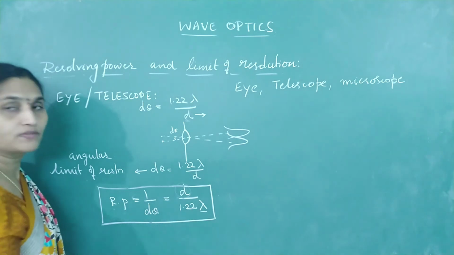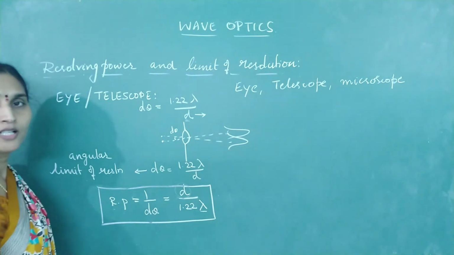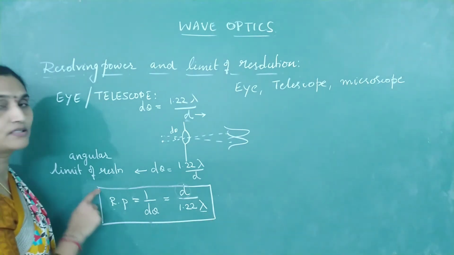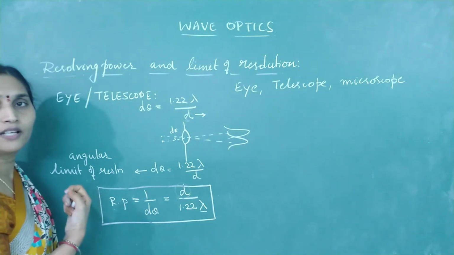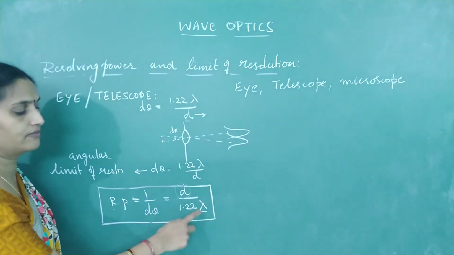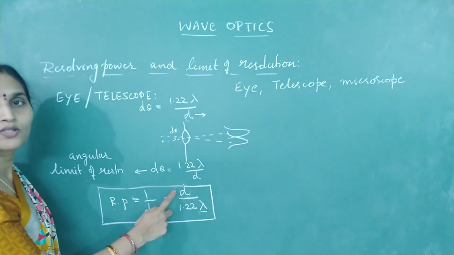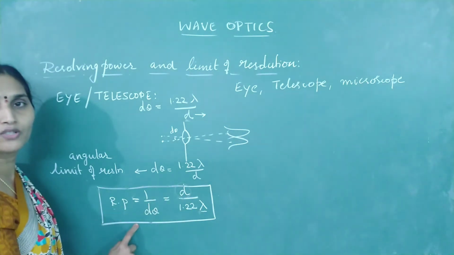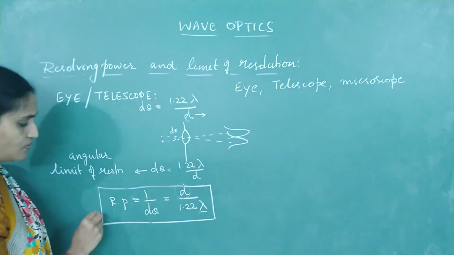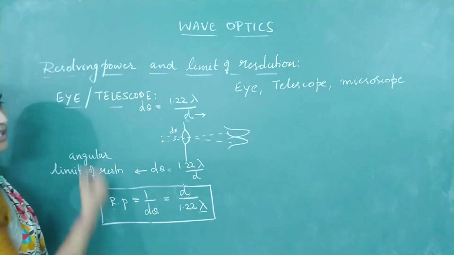What should be the wavelength of the light? It should be very, very small. Smaller the wavelength, better is the resolving power. In case of a telescope, we have no choice. You can't change the wavelength of the incoming light. So we keep the aperture very large so that you get a well resolved image of the object. So this is one case for the eye and telescope.